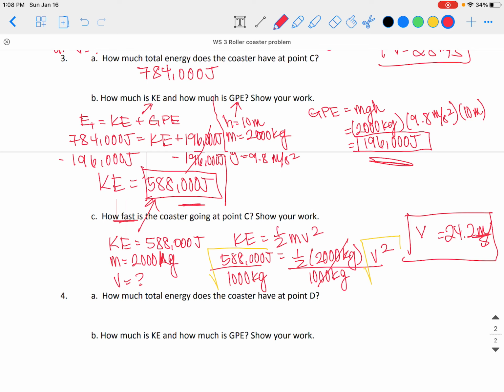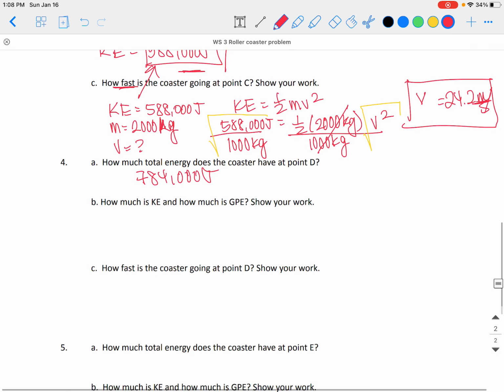How much total energy does the coaster have at point D? At point D, it's the same as point A, point B, and point C: 784,000 joules. How much kinetic energy and how much gravitational energy is there? Well, at point D, this is very similar to point B. We have no gravitational potential energy, so all the energy is kinetic. So kinetic is going to be 784,000. Gravitational is going to be 0 joules.